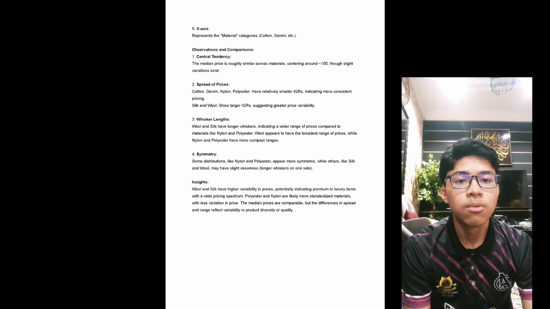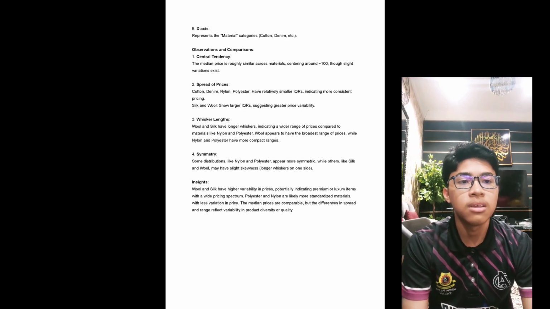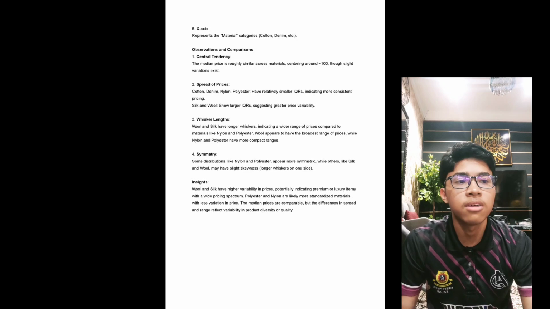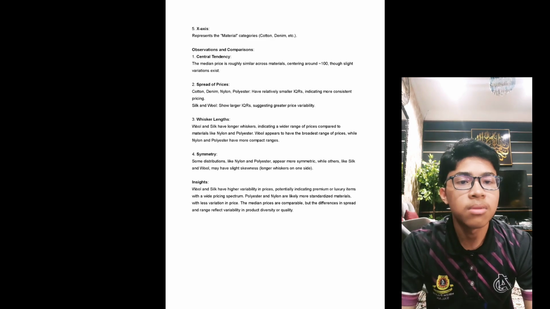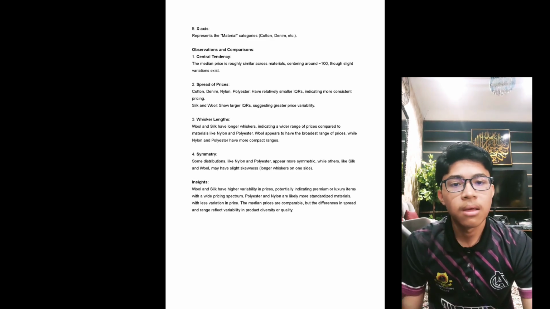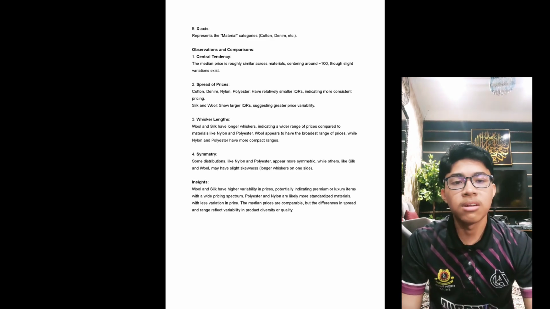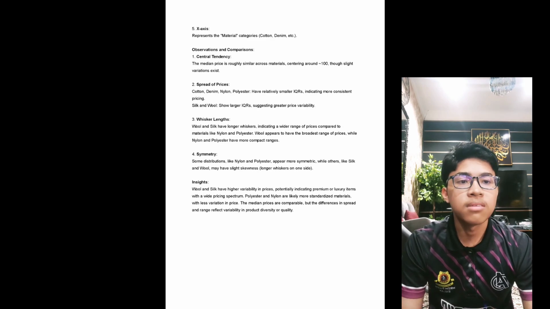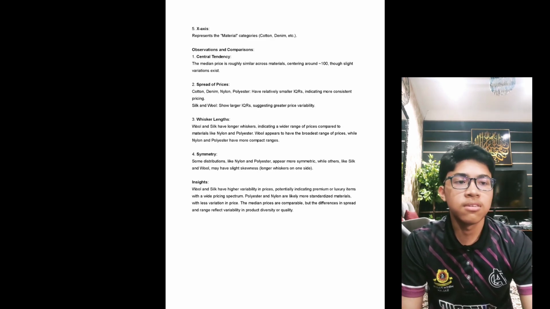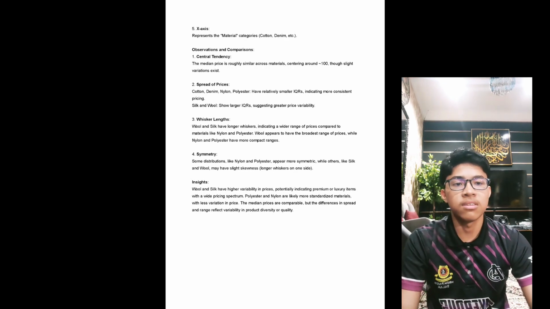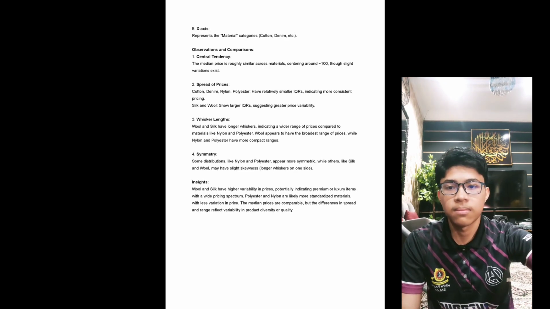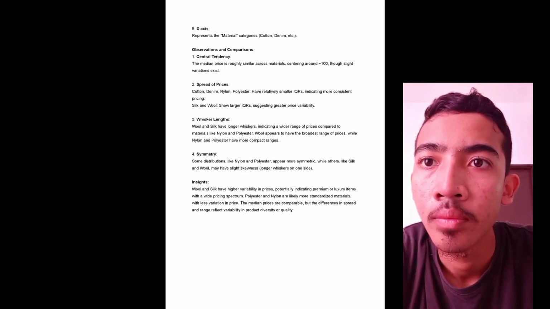For the insight, wool and silk have higher variability in prices, potentially indicating premium or luxury items with a wide pricing spectrum. Polyester and nylon are likely more standardized materials with less variation in price. The median prices are comparable, but the differences in spread and range reflect variability in product diversity and quality. Measures of central tendency.